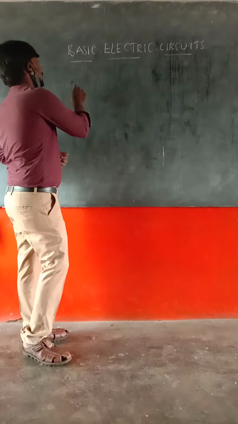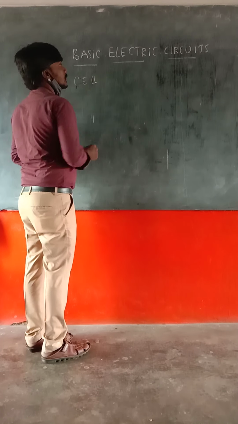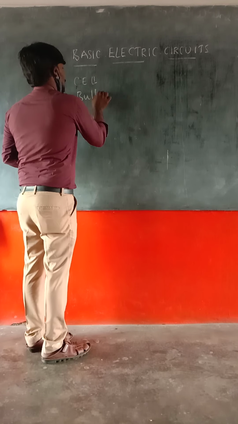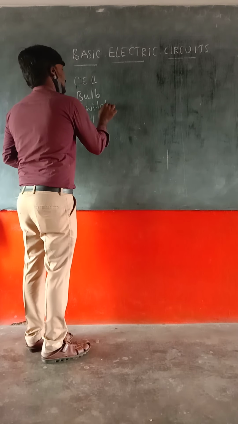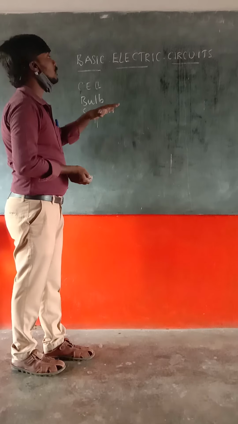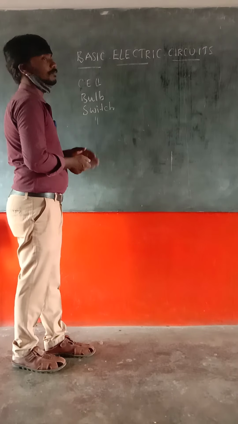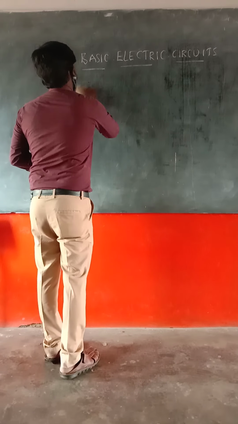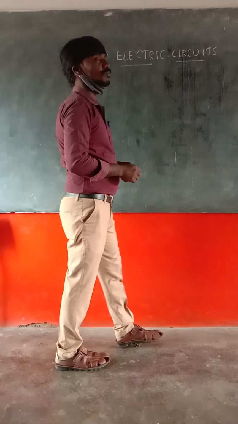Suppose a cell is one of the electric circuit components, and a bulb is one of them, and a switch is one of them. So if you need anything for that electricity or electrons, that is called circuits. So first is the cell. Okay, so now let's discuss the cell. What is a cell? A cell is a supply device. It is one of the devices.